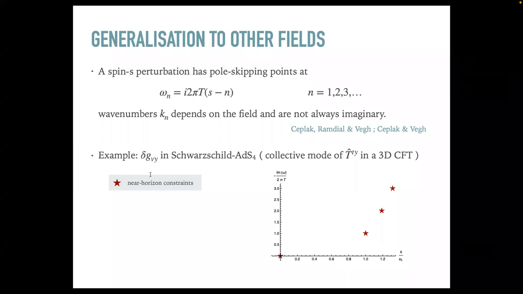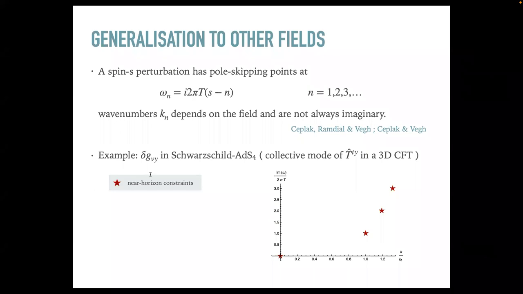So here's an example where k is real. This is perturbations of certain components of the metric in four-dimensional Schwarzschild AdS spacetime. And so the quasi-normal modes of the metric tell us about collective modes of a certain component of the energy momentum tensor in a three-dimensional CFT. So this is like the momentum density operator in a quantum field theory.